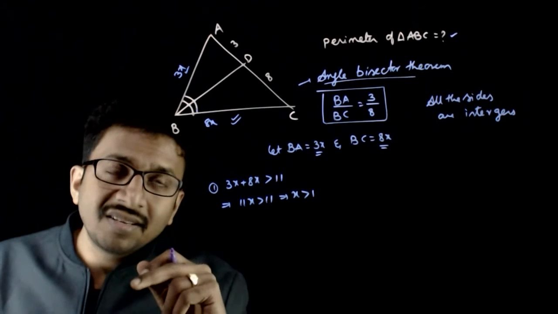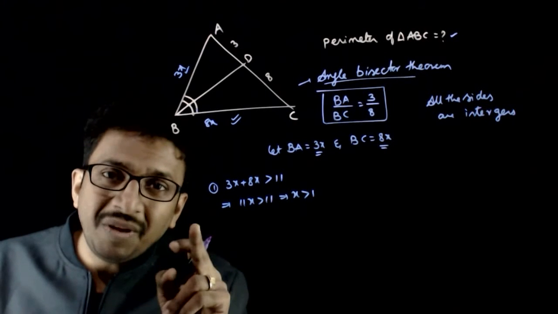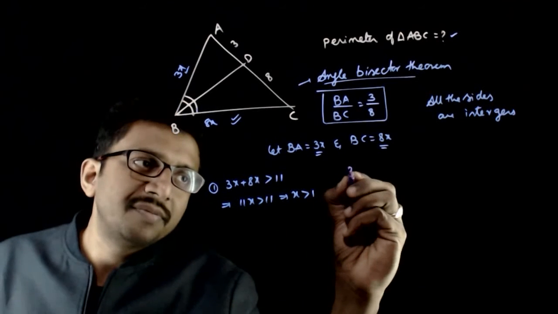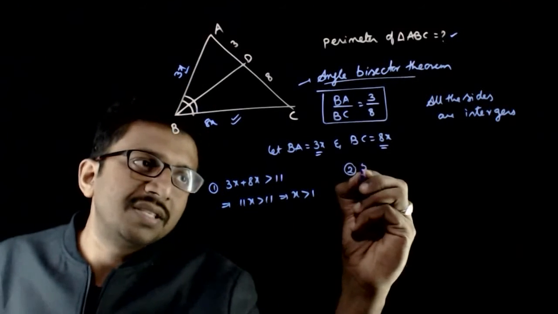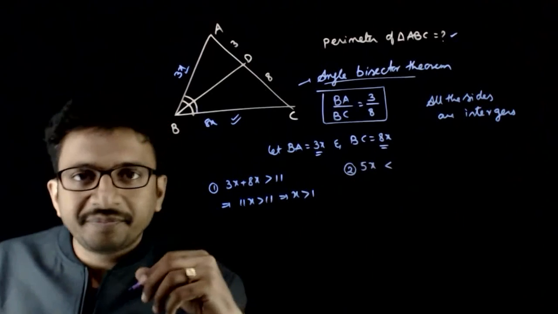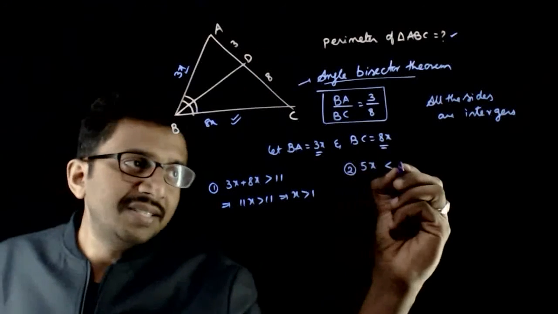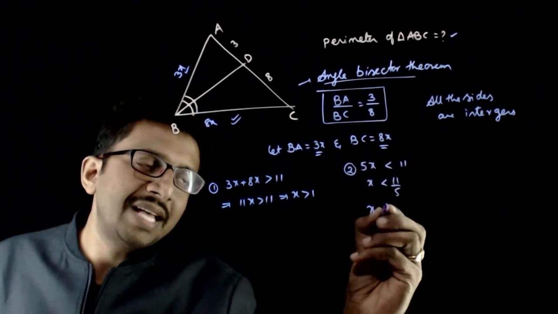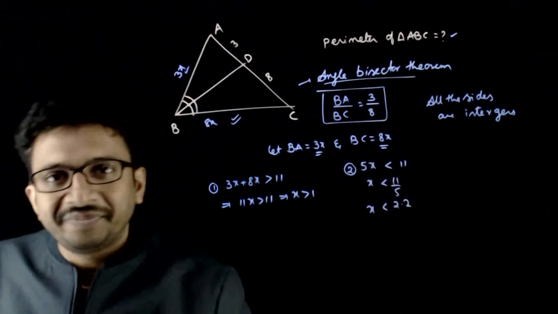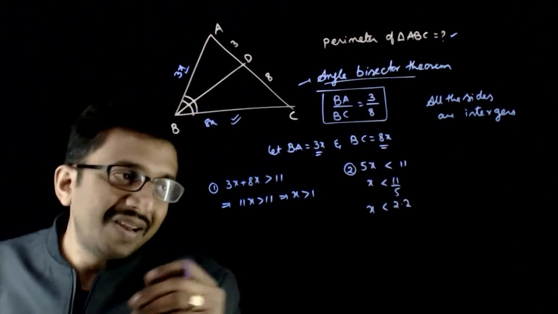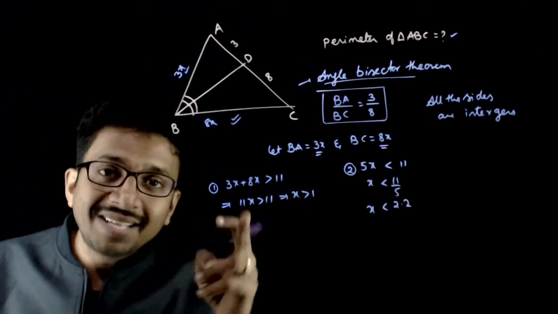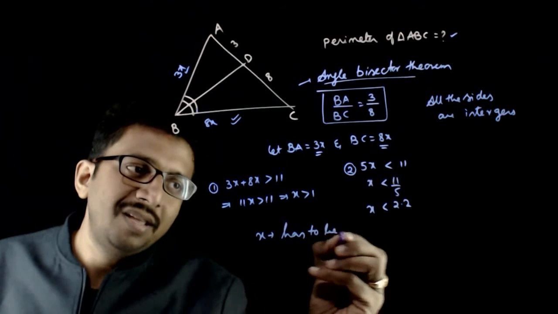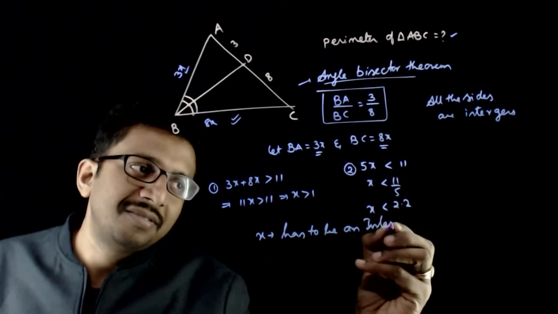So this is one case, the sum of two sides is greater than the third side. The other case is that the difference between two sides should be less than the third side. So 8x minus 3x, which is 5x, should be less than the third side, that is 11. So x has to be less than 11 by 5, that is, x has to be less than 2.2. So x has to be greater than 1, less than 2.2, and x has to be an integer.